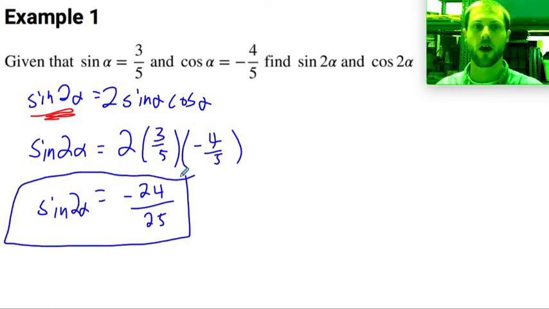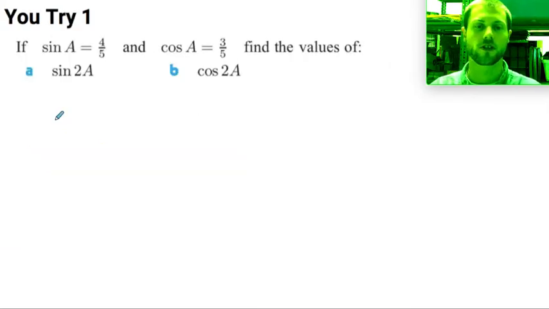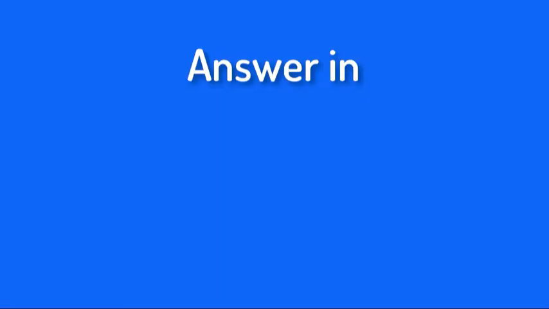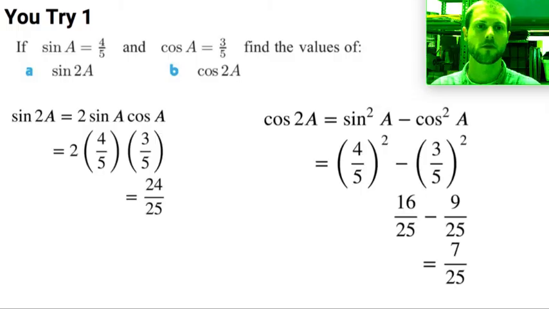Simple as that. Why don't you try an example that's very, very similar to it? I've got 2 examples for you. It's using both the double angle for sine and double angle for cosine formulas. Pause the video, give this one a shot. All right, and here are my solutions with the work provided. In the next video, we'll do another example.